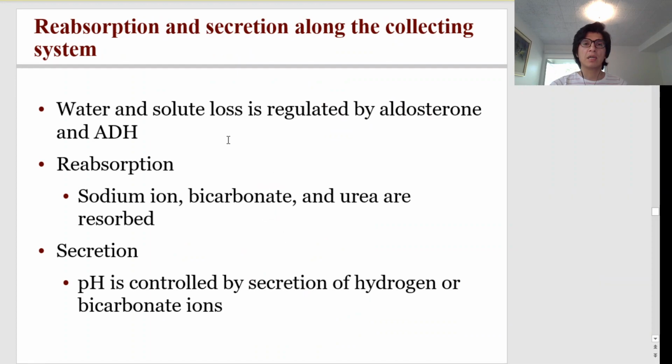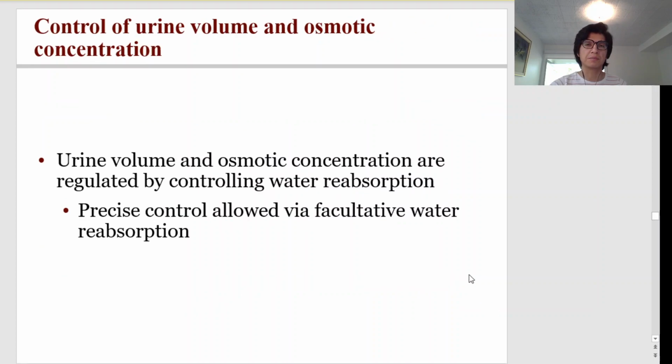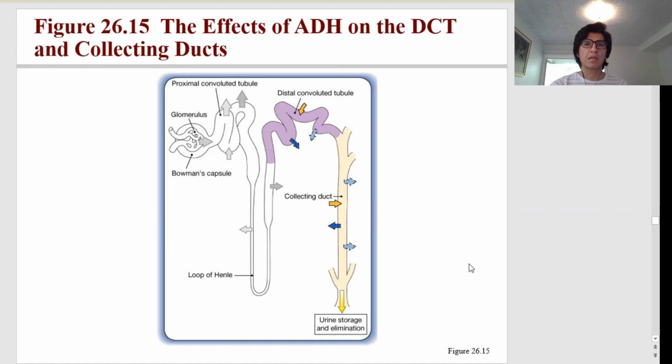So along the collecting duct system, you have reabsorption and secretion: reabsorption of sodium, bicarbonate, and urea, and secretion of hydrogen, with control of hydrogen and bicarbonate ion secretion. So we're going to talk about some of the mechanisms that allow us to determine how much water is being lost. One of them is the secretion of ADH, antidiuretic hormone.